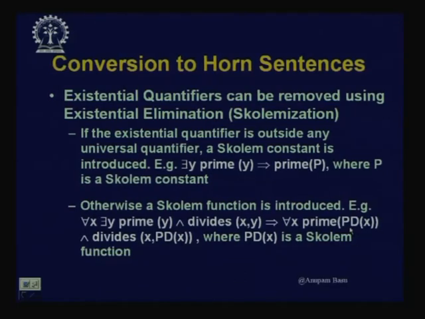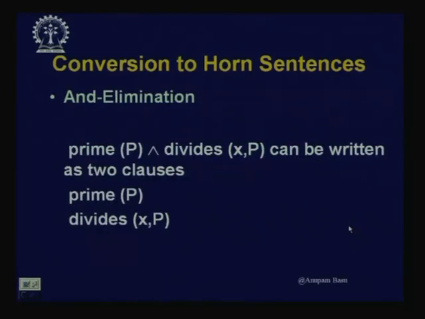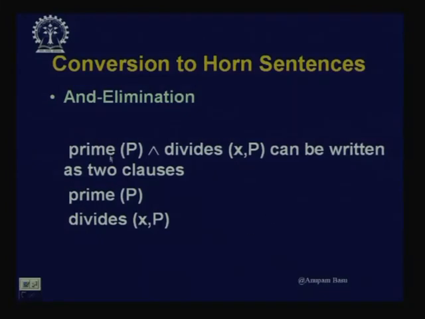So, using that I can get rid of the universal quantifiers, and the AND part can always be eliminated on the other side. If the conjunction is there on the right hand side, say prime p and divides x p, it can always be written as two clauses: prime p and divides x p. I can break them up into two different clauses, and each of them remains a Horn clause, because any atomic sentence is a Horn clause.